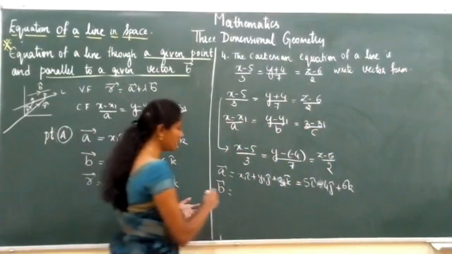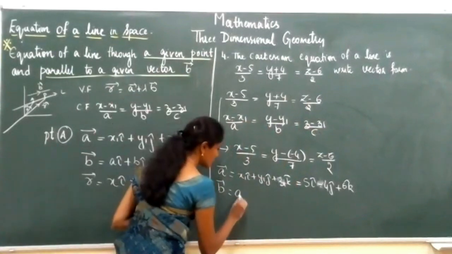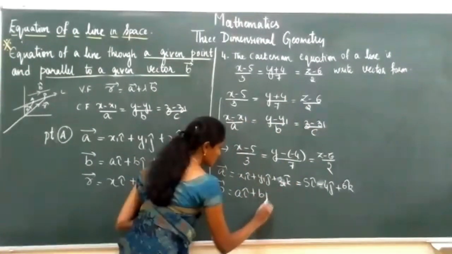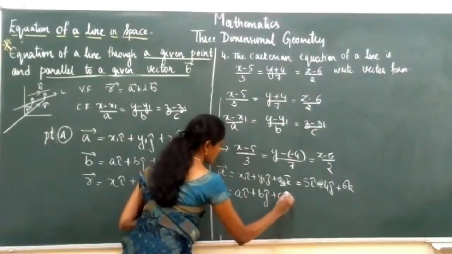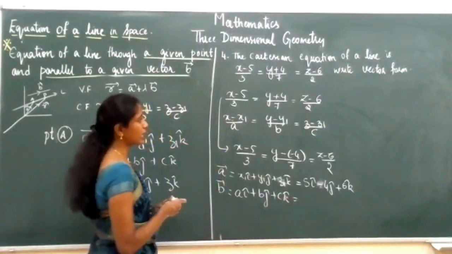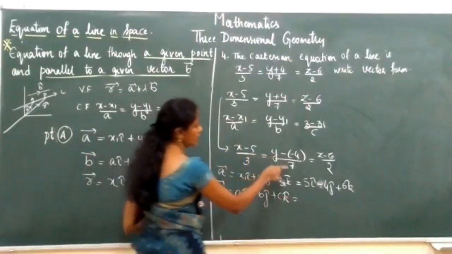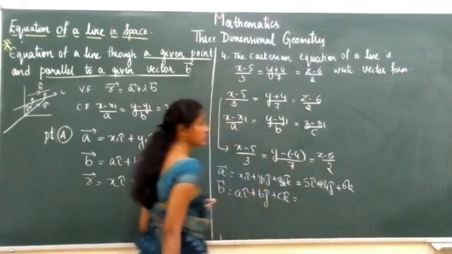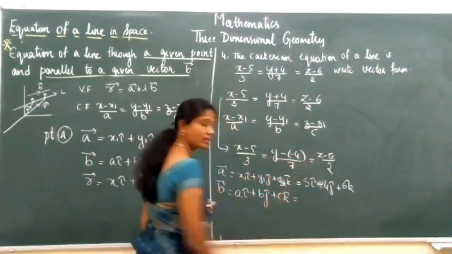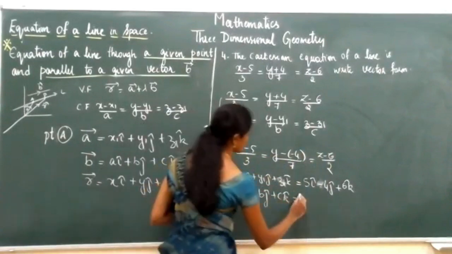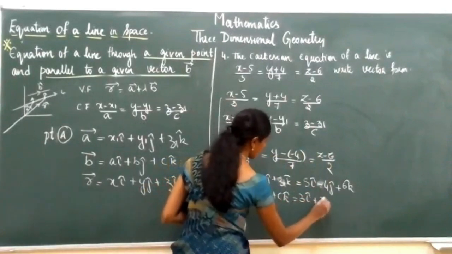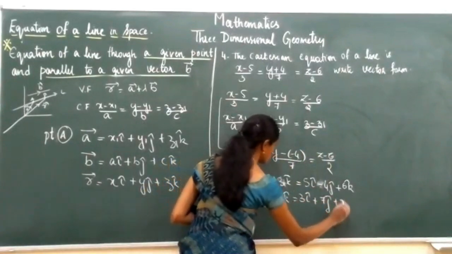Now similarly, in order to write vector B, which is given by a i cap plus b j cap plus c k cap, which is equal to, what is your a, b, c? Can you compare and tell me? a is given by 3, b is given by 7 and c is given by 2. Therefore, this can be written as 3i cap plus 7j cap plus 2k cap.